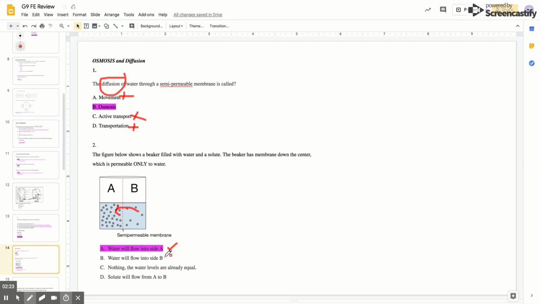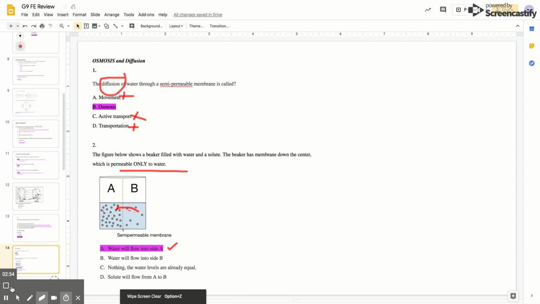Option B says water would flow inside B. That's wrong. The water level is already equal. That's wrong. So it will flow from A to B. That's wrong. Even though we know we have more solute concentration in A, the statement already mentioned that the membrane is only permeable to water. So the solutes cannot move from here to here. That's not going to happen. All right. So the answer to this question is A. I hope that makes sense.